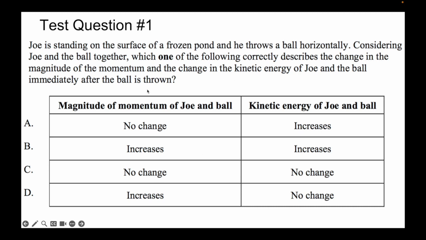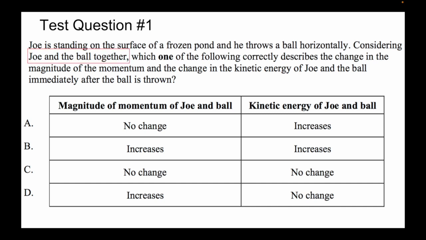Let's try a test question here. Joe is standing on the surface of a frozen pond and he throws a ball horizontally. Considering Joe and the ball together, which one of the following correctly describes the change in the magnitude of the momentum and the change in the kinetic energy of Joe and the ball immediately after the ball is thrown? Take a moment to read over the answers, pause the video, and come back.